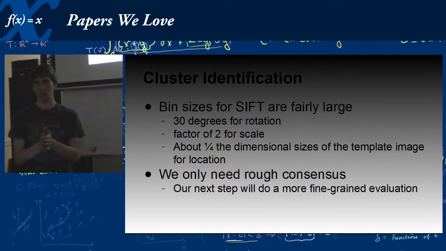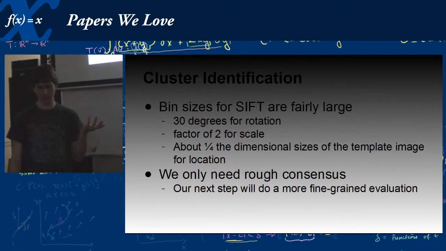And it seems like it's going to be fairly computationally expensive to do it, because obviously positions are infinite, so you'd have to discretize it, and so the question is, how much do you need to split up your space? But as it turns out, for SIFT, you only need a very rough estimate of what it is. So you can usually make very large bin sizes for each position, for each rotation, and for each scale location.